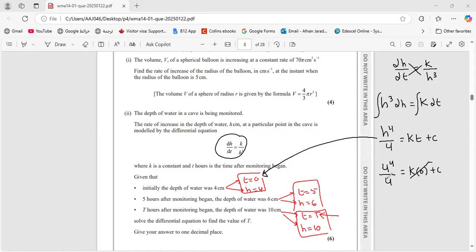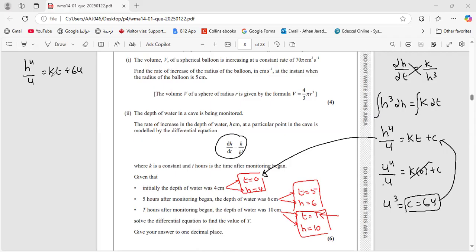This one equals 0, and 4 to the power of 4 divided by 4, which equals 4 to the power of 3, equals c, so c equals 64. Take 64 instead of c here. So h to the power of 4 divided by 4 equals kt plus 64.